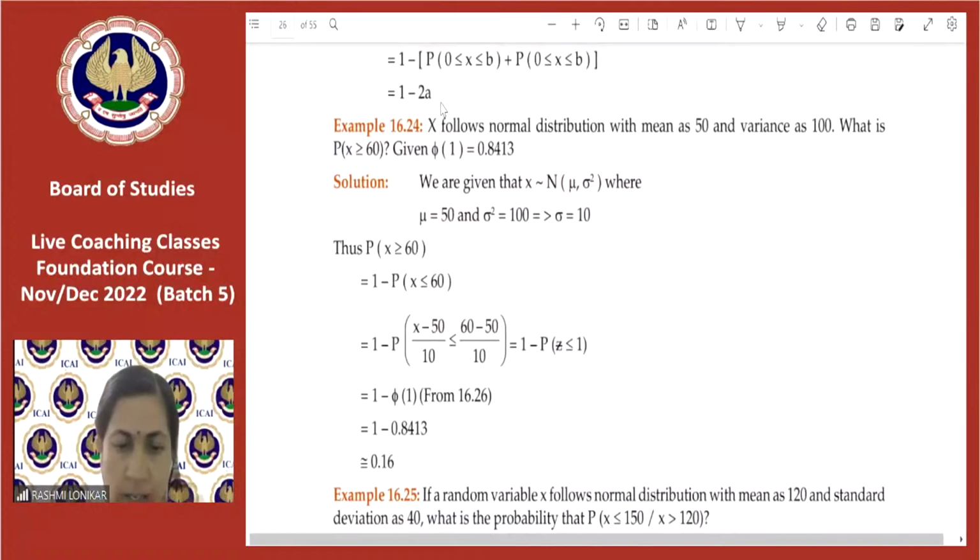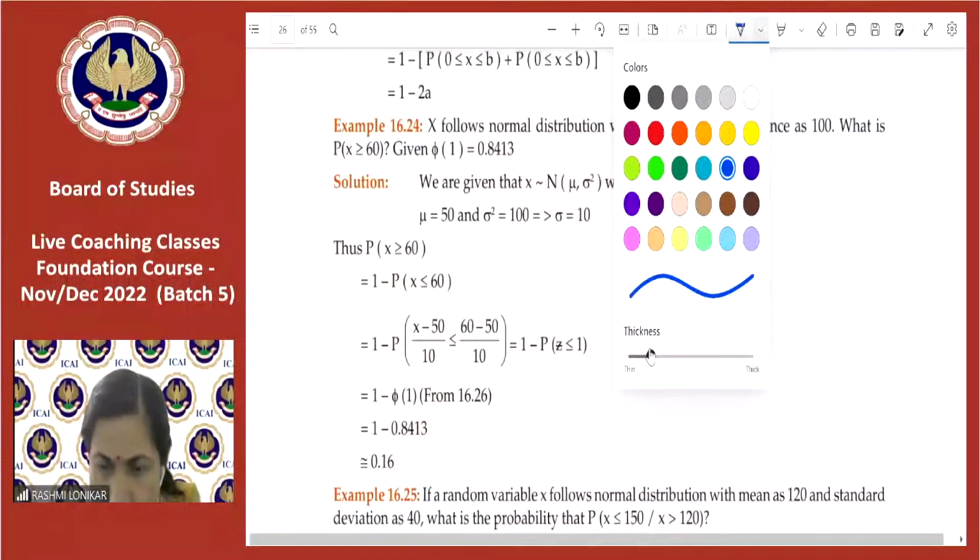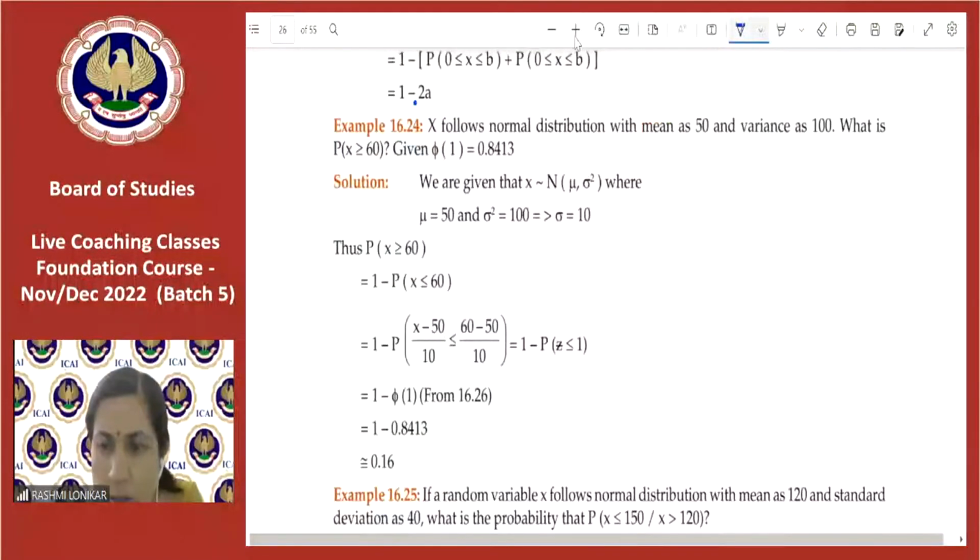Now see what they're saying: X follows a normal distribution with mean of 50 and variance of 100. What is P of X greater than or equal to 60, given that phi of 1 is equal to 0.8413? What does this mean? Here they have given you that mu is 50 and sigma square is 100. They've already given you variance as 100.